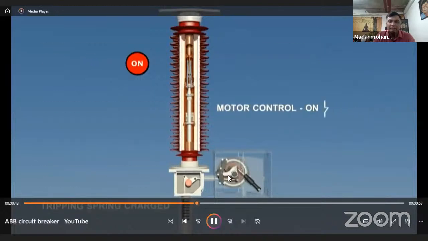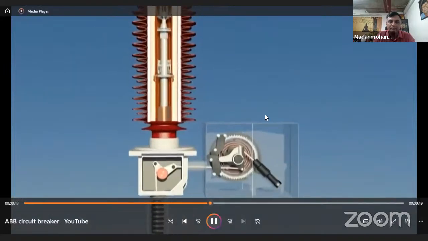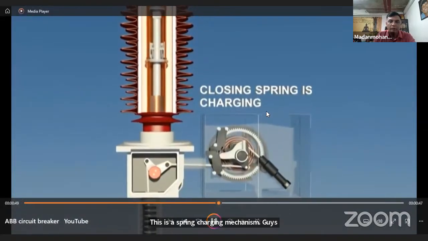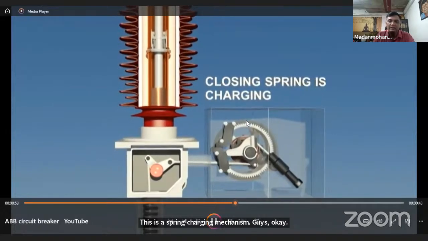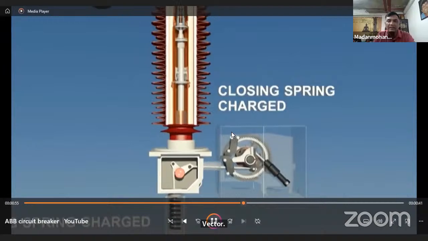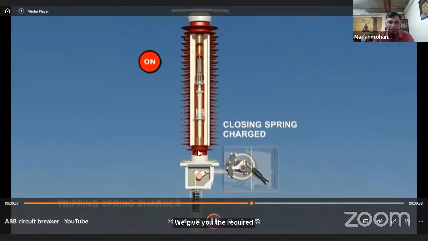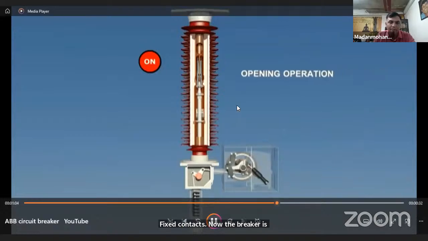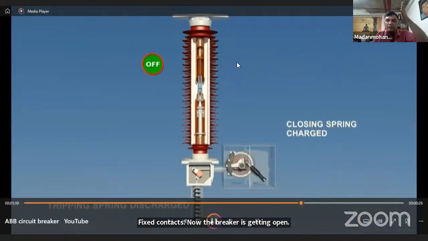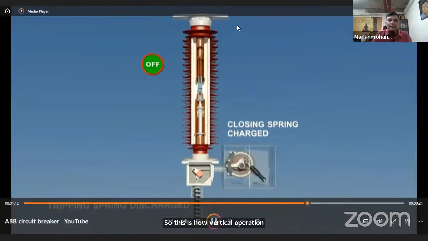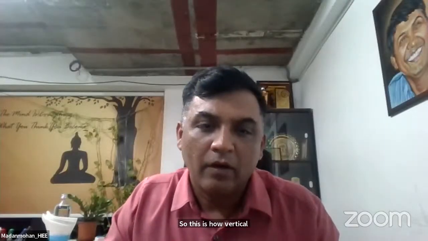This is a spring charging mechanism, guys. Close and open the breaker. It will give you the required kinetic force to move the moving contacts and fixed contacts. Now the breaker is getting open. So this is how the circuit breaker operates.